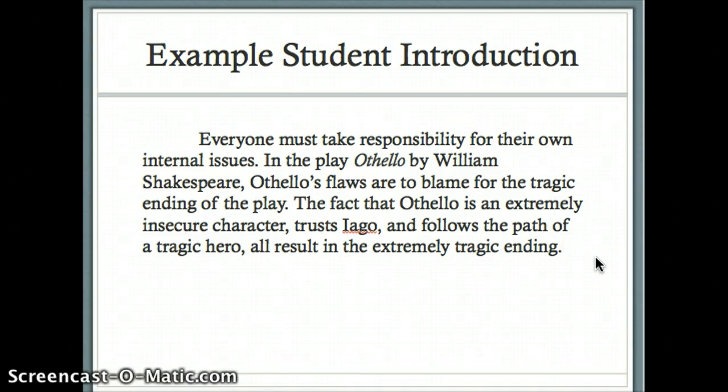So while this is a basic, bare bones intro, I do think this is a good model to base a first year paper on this kind of structure. So here's a good example that you can use to construct your own introductory paragraph for your writing assignments.